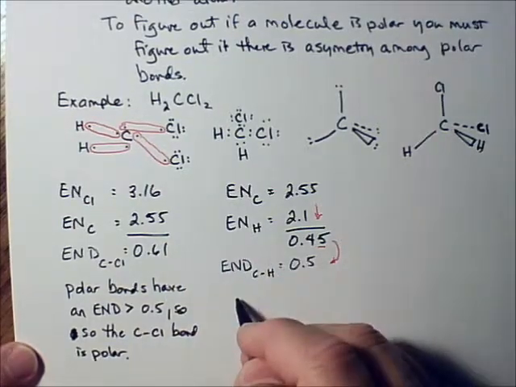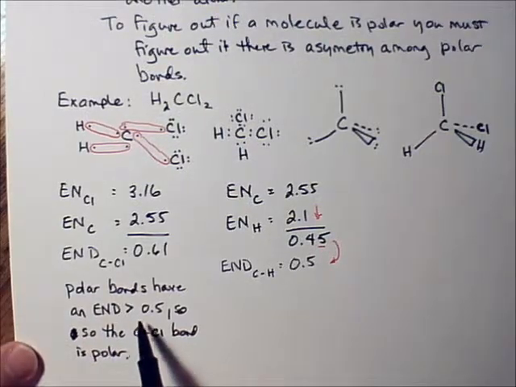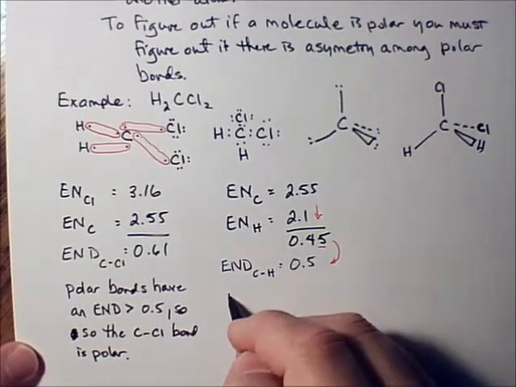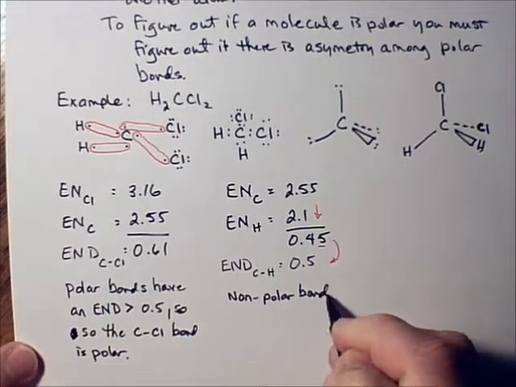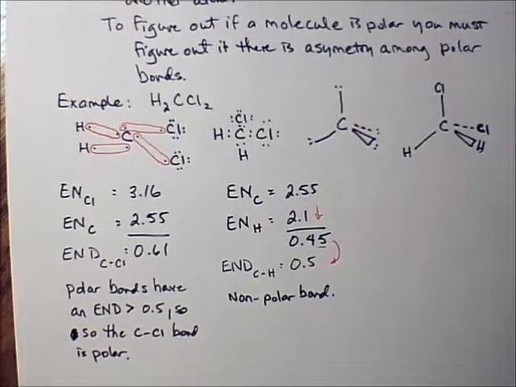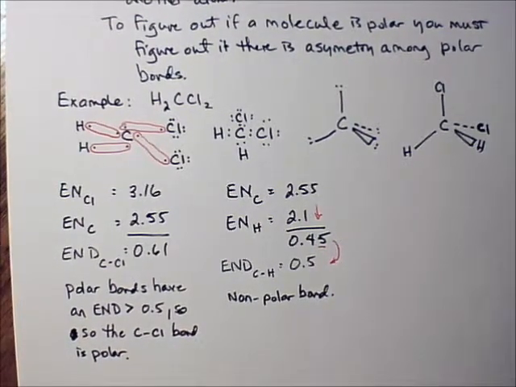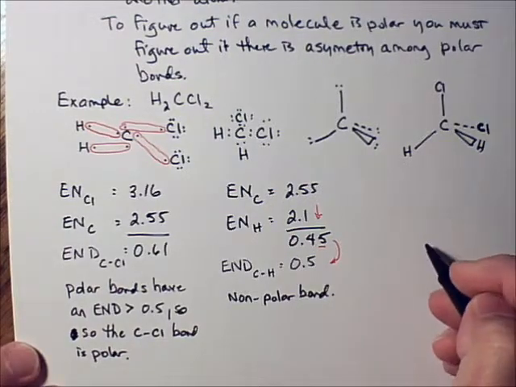Okay? Alright. So since polar bonds have to have an electronegativity difference greater than 0.5, we're going to call this a nonpolar bond. Okay? You know, by some measurements, this would be a polar bond, but either way, you're going to come up with the same polarity or not. Okay? So we need to look now at the molecule and see what the result is of these polar and nonpolar bonds. So this is where we use those dipole moment arrows.